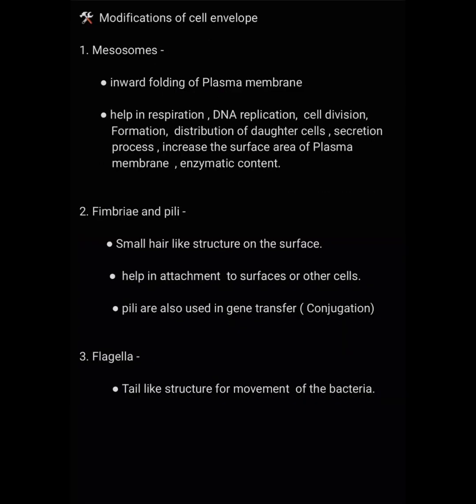Modifications of the cell envelope. They are mesosomes, fimbriae and pili, and flagella. Mesosomes are formed by the extension of the plasma membrane, and their extension is in the form of vesicles, tubules and lamellae. We all know that. And mesosomes help in the infoldings of the plasma membrane.